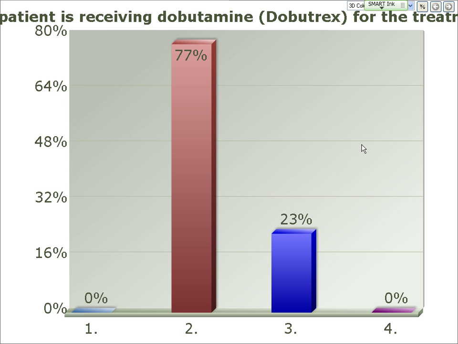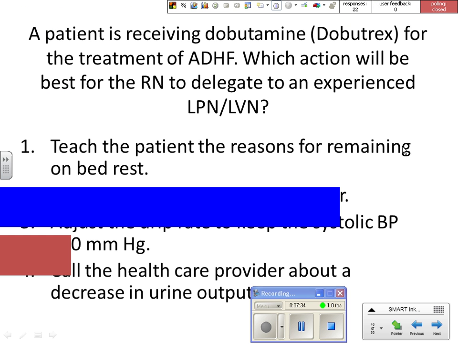So 77% said monitor the BP, and 23% said adjust the drip rate. Okay, we're in NCLEX land. Can we assign the IV to the LPN? No. So teaching, IVs, calling the physician, getting doctor's orders, again, can we delegate that to the LPN? But we can have the LPN monitor the blood pressure, gather data.